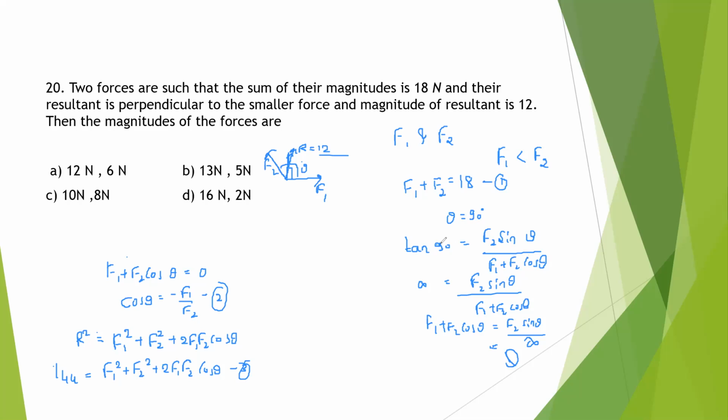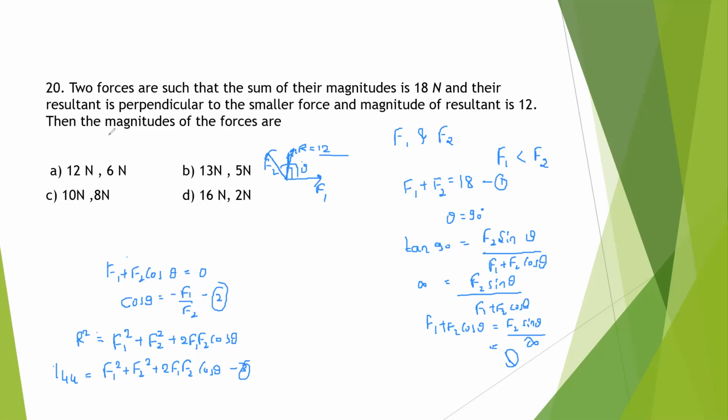Here, the alpha value or the theta value, how much have they given? It is 90 degrees. So what is tan 90? Tan 90 is infinity, which is equal to F2 sine theta divided by F1 plus F2 cos theta. I'll just rearrange the terms. F1 plus F2 cos theta is equal to F2 sine theta by infinity. So anything divided by infinity is 0, right? Therefore, we finally get F1 plus F2 cos theta is equal to 0. If I simplify it for cos theta, then cos theta is equal to minus F1 by F2. This is your equation 2.